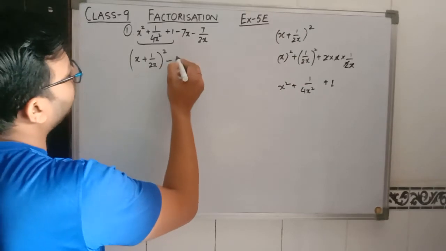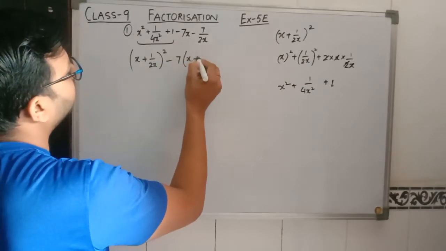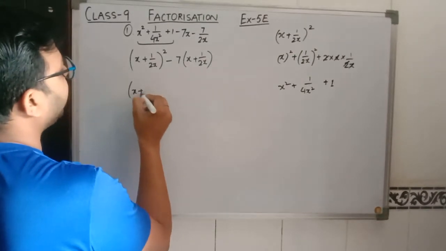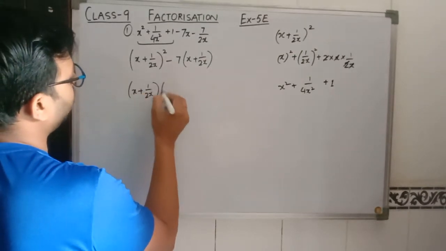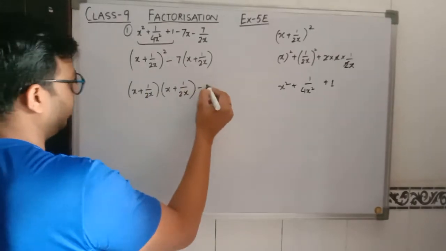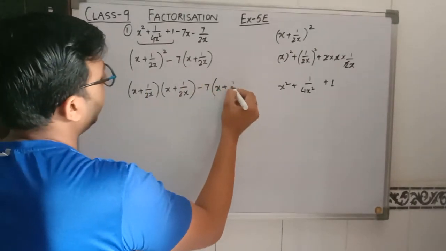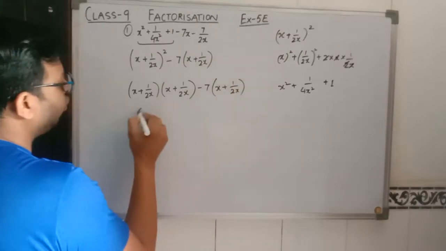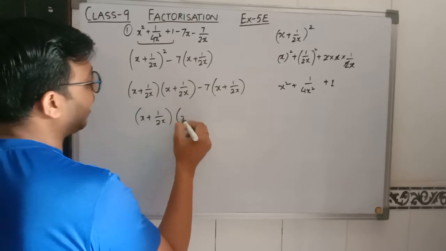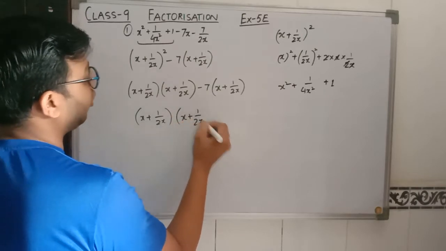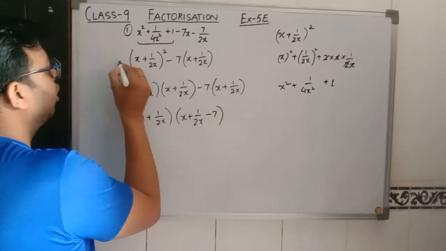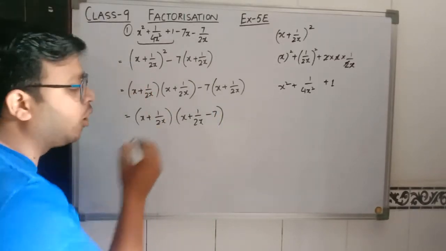Now in the last two terms, 7 can be taken as common. So again x plus 1 upon 2x. Now it can be written as x plus 1 upon 2x into x plus 1 upon 2x, two times because square is there, minus 7 into x plus 1 upon 2x. So overall we can say that x plus 1 upon 2x is common, and the remaining is x plus 1 upon 2x from the first term minus 7 from the second term. So in these three steps we can solve this question.